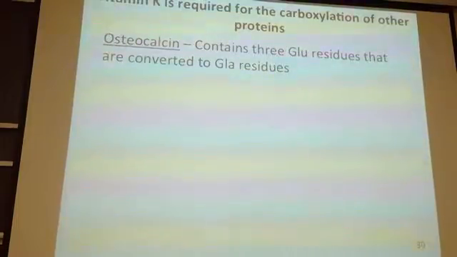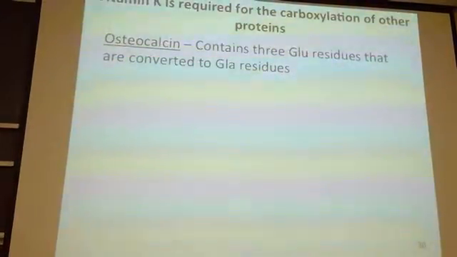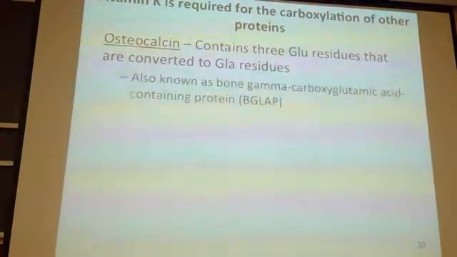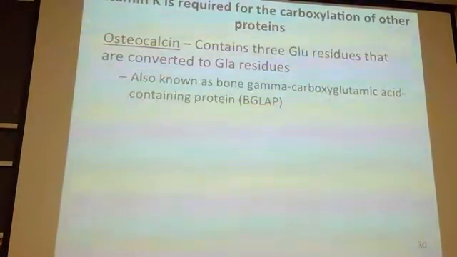And one of them is called osteocalcin. This contains 3 glutamate residues in the N-terminus that are converted to these carboxyglutamate residues. And this is also known as bone gamma carboxyglutamic acid containing protein, but osteocalcin seems easier.